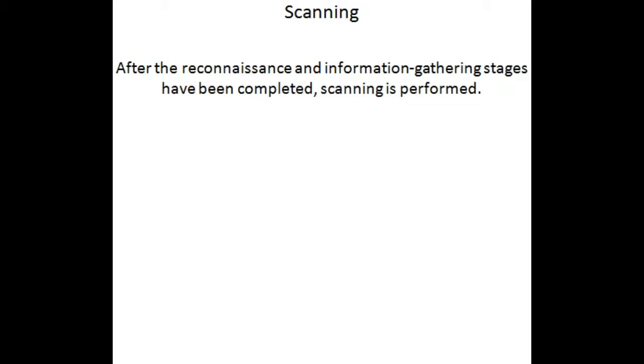After the reconnaissance and information gathering stage have been completed, scanning is performed. It is important that the information gathering stage be as complete as possible to identify the best location and targets to scan. During scanning, the hacker continues to gather information regarding the network and its individual host systems. Information such as IP addresses, operating system, services, and installed applications can help the hacker determine which type of exploit to use in hacking a system.